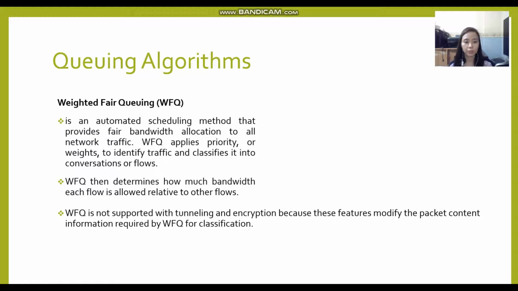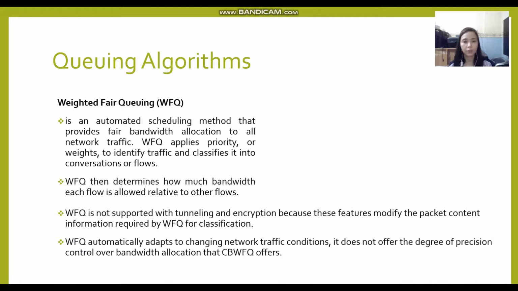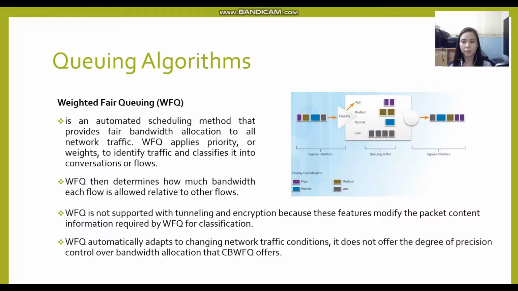WFQ is not supported with tunneling and encryption because these features modify the packet content information required by WFQ for classification. WFQ automatically adapts to changing network traffic conditions. It does not offer the degree of precision control over bandwidth allocation that CBWFQ offers. So this is an example illustration of weighted fair queuing. It has a scheduling method.